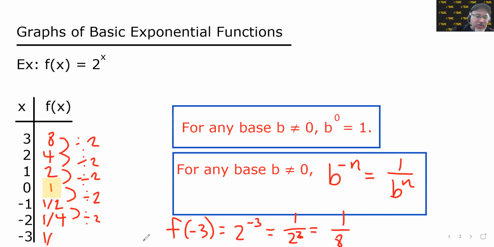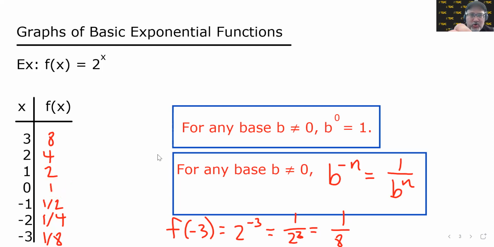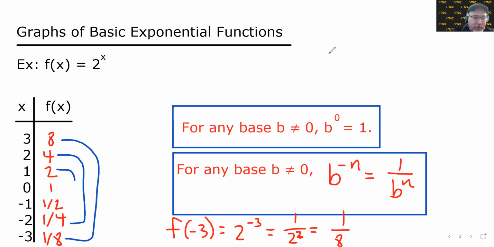In fact, you start noticing a trend over here. One second, I'm getting this ready so that I can erase a bunch of stuff without killing everything. You start noticing a trend over here. There we go. That these answers are occurring in reciprocal pairs. The reciprocal of 8 is 1 over 8. The reciprocal of 4 is 1 over 4. The reciprocal of 2 is 1 over 2. And it's a direct consequence of the negative exponent rule.